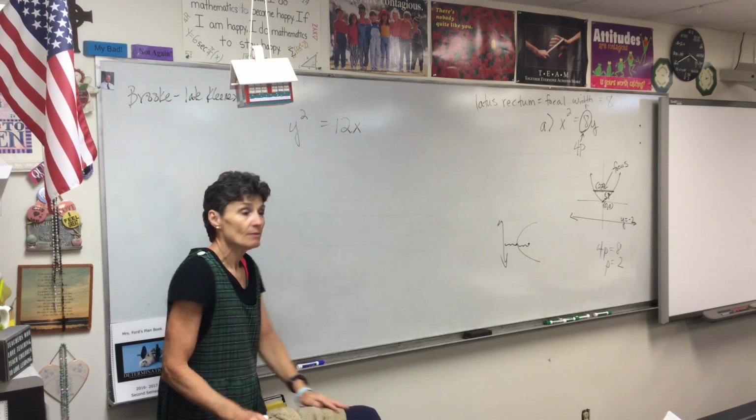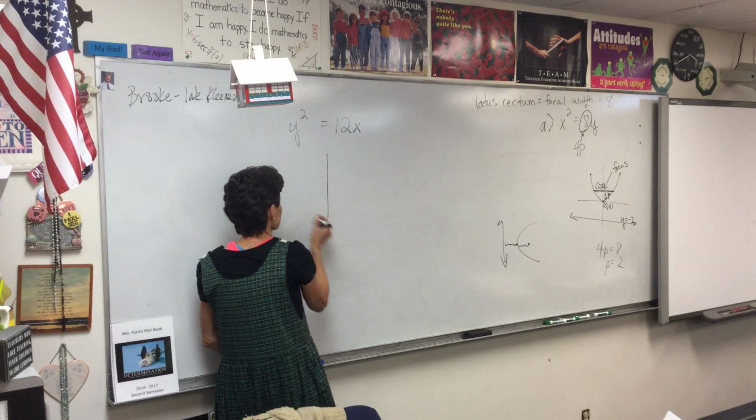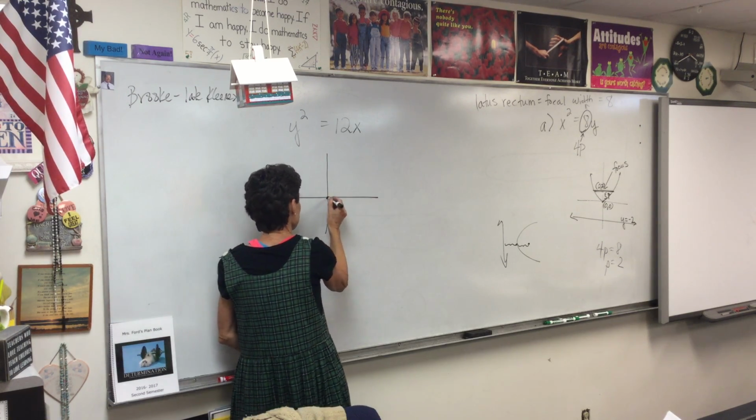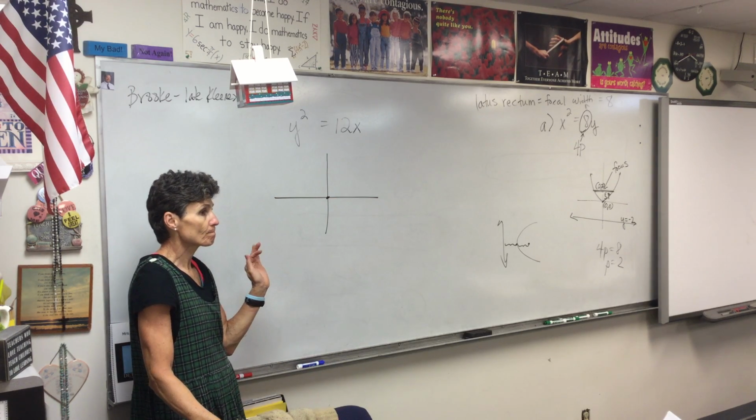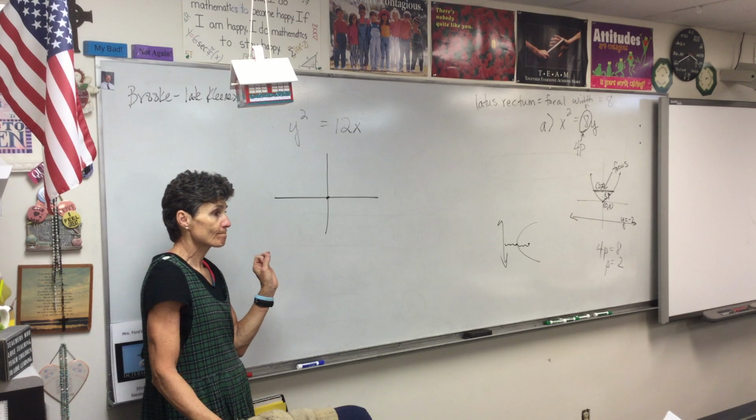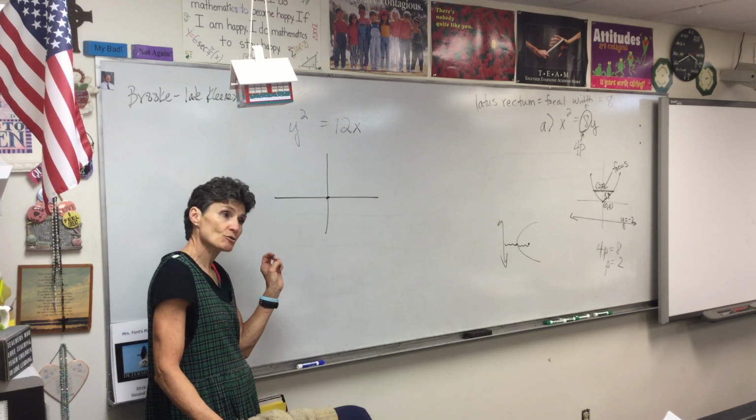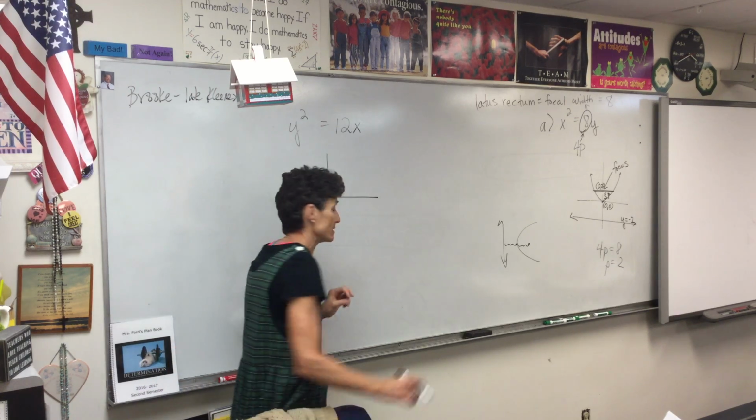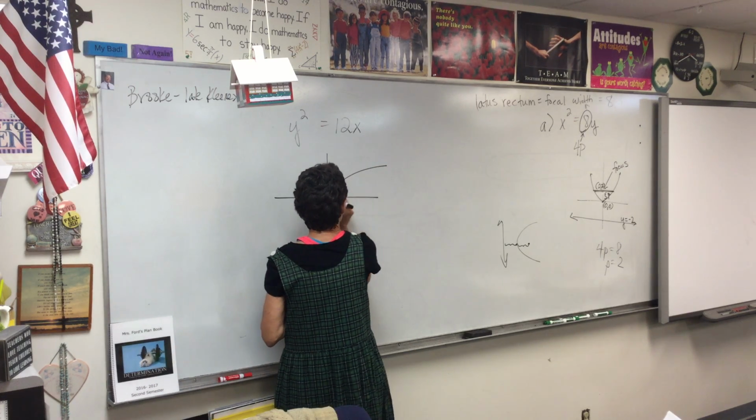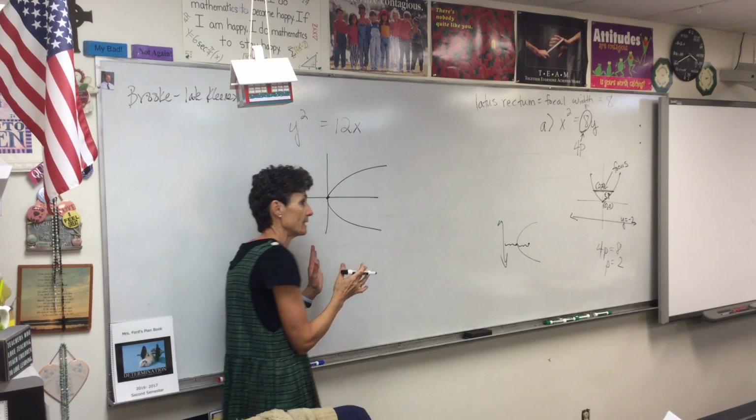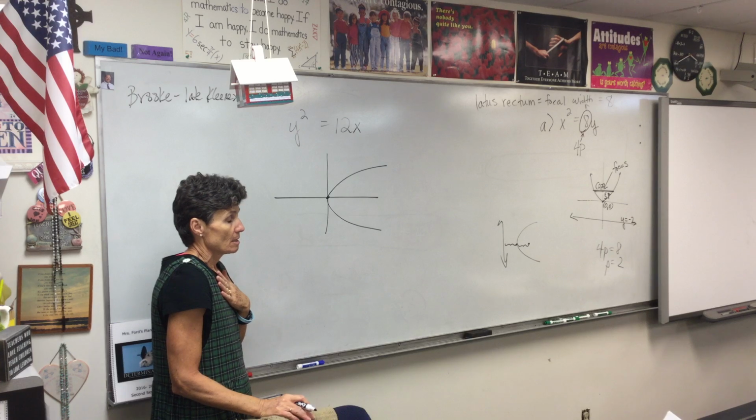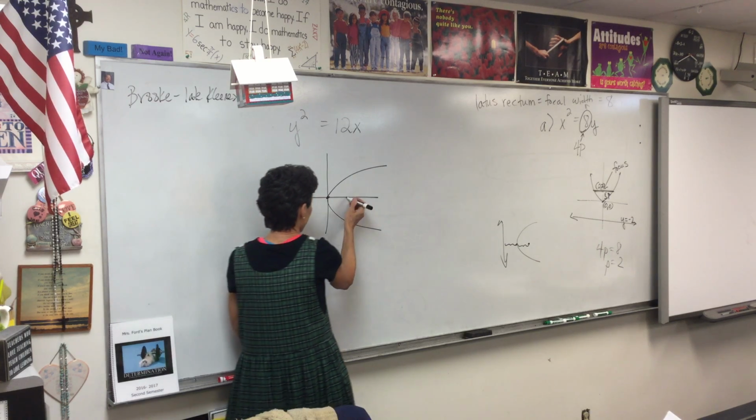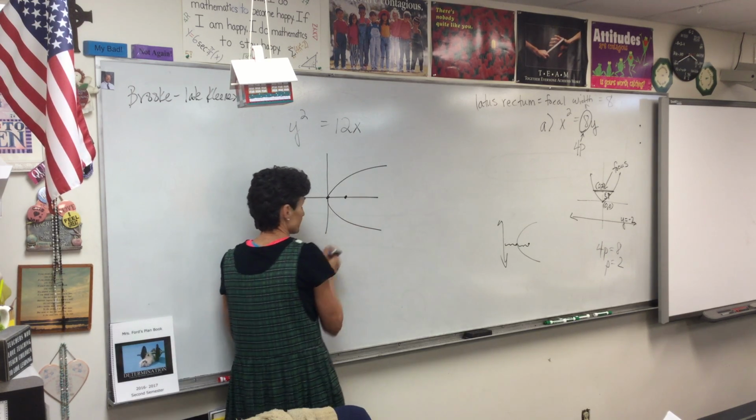To the right. This parabola has a vertex still at the origin. Okay, wait a minute. How do I know it's still at the origin? What do I not have? Plus or minus. No adds or subtracts. So it's opening to the right. Now I'm just freehanding it in. I know that inside here is my focus.